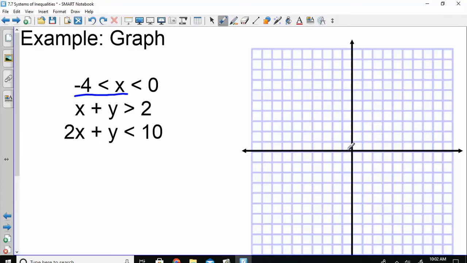So I have a vertical line at negative 4. It didn't have an equal to, so that's dash. I have a vertical line at 0, which is just the axis here. And I'm shading in between those 2 lines. If it had said negative 4 is less than y is less than 0, it would be in between 2 horizontal lines.